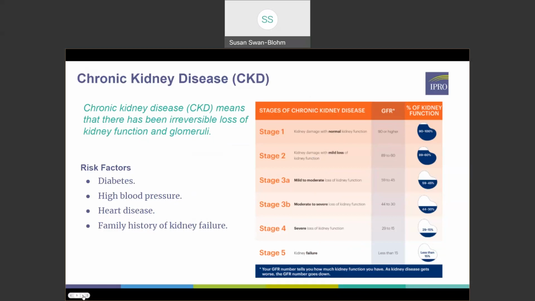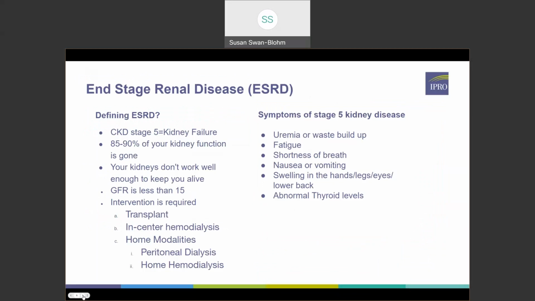The nephrology team should educate the patient on strategies to preserve kidney function and, as disease progresses, treatment options. The patient has reached CKD stage 5 with 85 to 90% of the kidney function lost. With a GFR of less than 15%, the kidneys don't function well enough to keep the patient alive and some intervention is required. Modality options include transplant, peritoneal dialysis, home hemodialysis, and in-center dialysis.